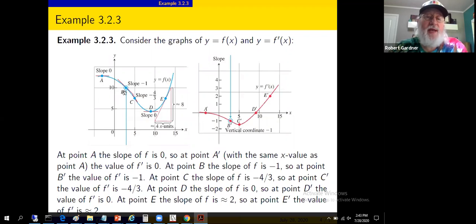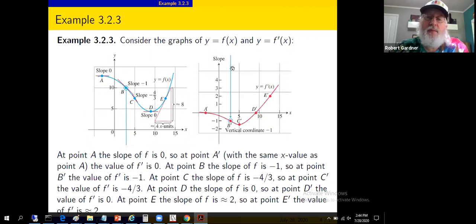They've labeled these points A, B, C, D, E, and the corresponding points on the derivative with primes. So at point A, where we've got some x value, some y value, and a tangent line that has slope 0, on the derivative there'll be a corresponding point, same x value, y value will be 0. That is, the derivative will be 0 at this point A prime, because at this point A, the tangent line has slope 0. Here at point B, they tell us the tangent line has slope -1. Well, then the derivative will have value -1 at the point B prime. Like I said, they've taken that point and they've drawn a little arrow.